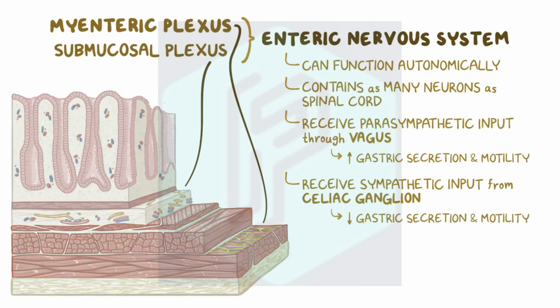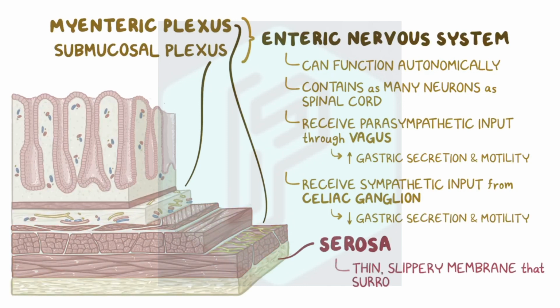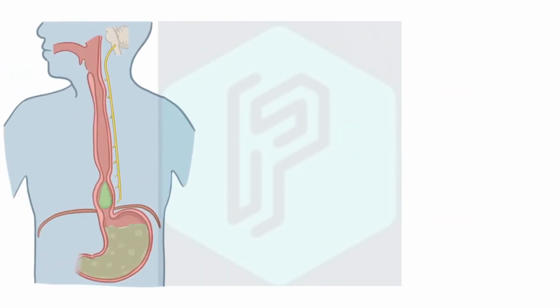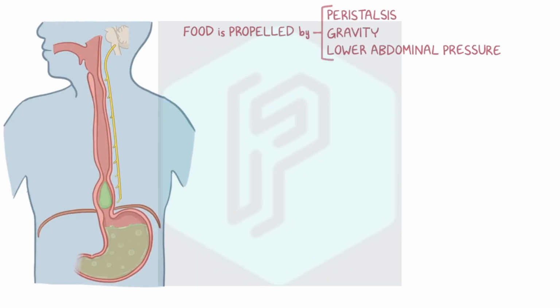Finally, the outermost layer is the serosa, which is a thin, slippery membrane that surrounds the entire gastrointestinal tract, kind of like the casing around a sausage. When food travels down the esophagus toward the stomach, it's propelled downwards by peristalsis, gravity, and the lower pressure in the abdominal cavity.